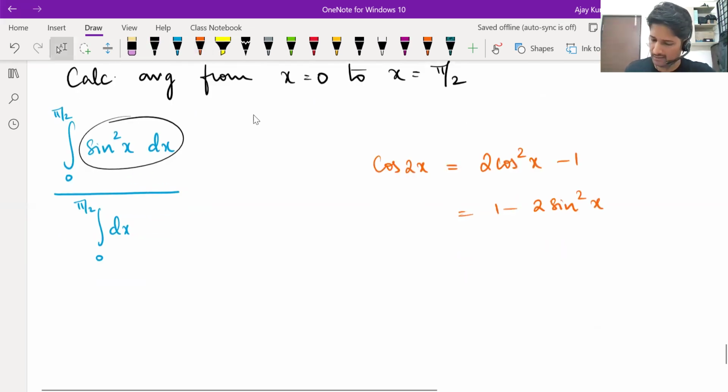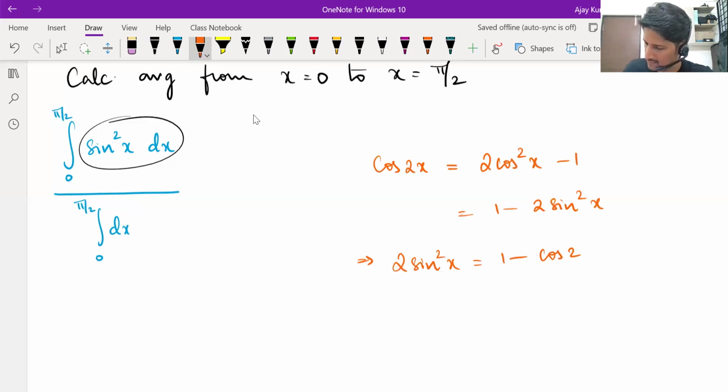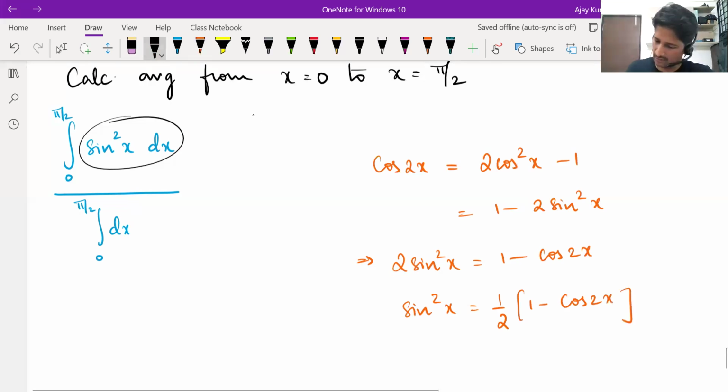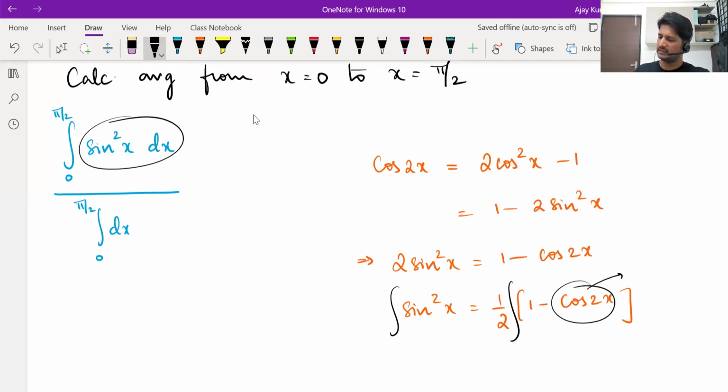So we'll use the second result. Send the 2 sine square x this side. Then the cos 2x will go that side. Then sine square x becomes half of 1 minus cos 2x. So integrating sine square x is same as integrating this. And cos 2x integral is easy. It is 1 by 2 sine 2x. Okay, I prefer this method of integrating sine square x.